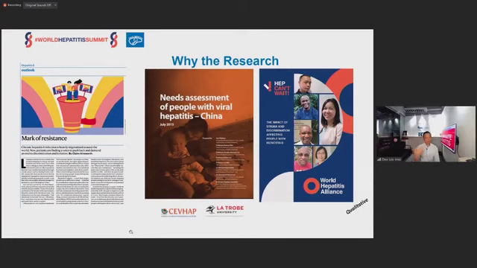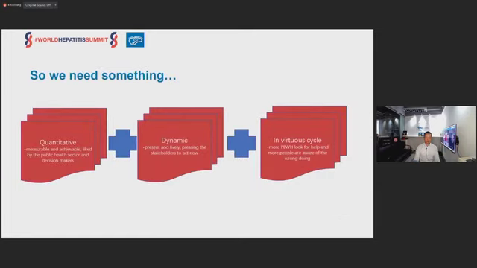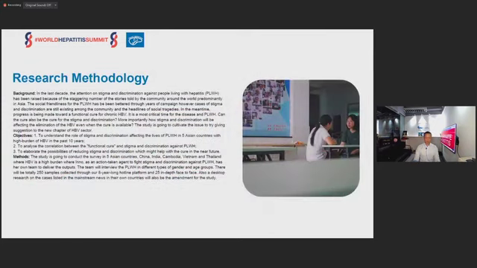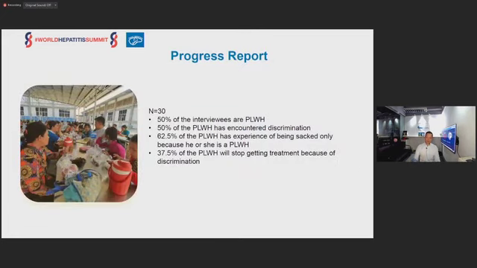Why the research? Most of the good articles that we can find in the market are qualitative. We need something that is quantitative. Also, when we take a look at the big names, the Hepatitis Fund and the Task Force website, there's no mention of hepatitis B stigma and discrimination. We need it to be quantitative, dynamic, in a virtuous circle. So this is the research methodology. I'm going to skip this part, but mainly I want to talk about the report.